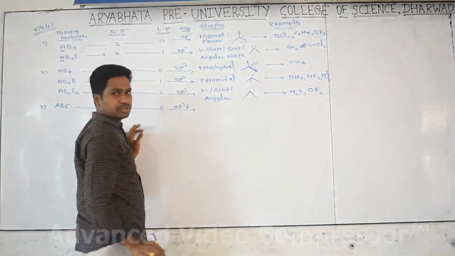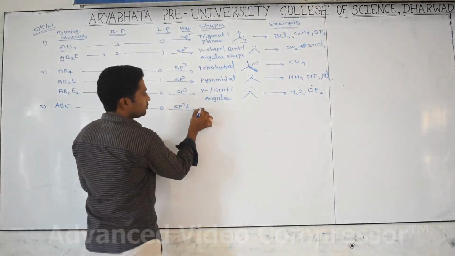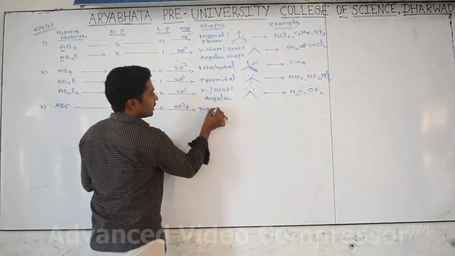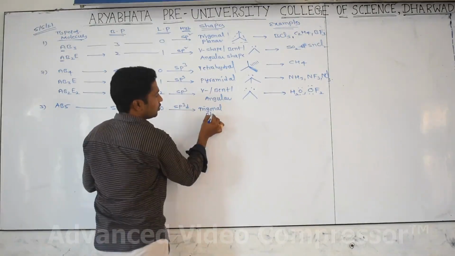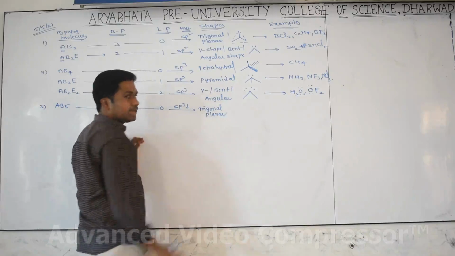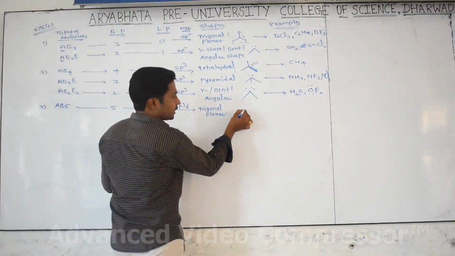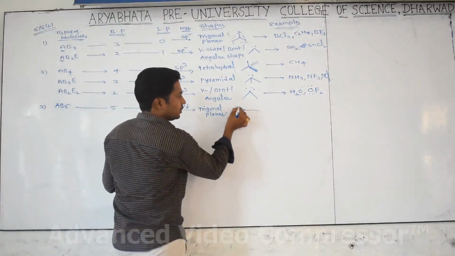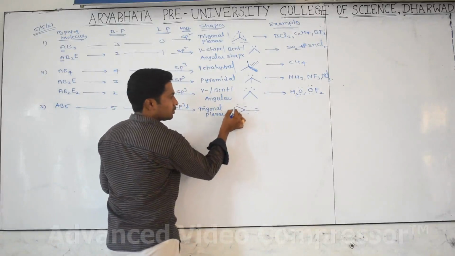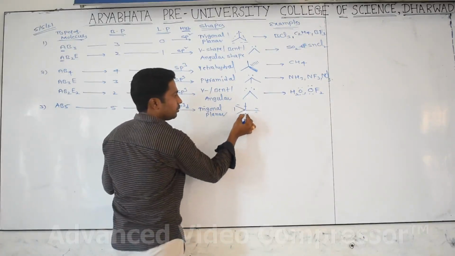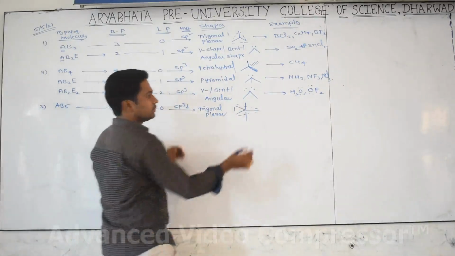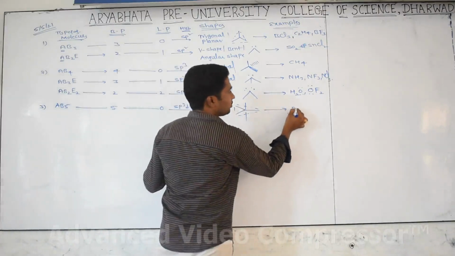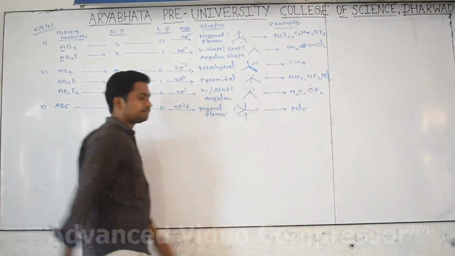sp3d hybridization. sp3d hybridization means which geometry are we getting? Trigonal bipyramidal geometry. The triangle should come first. We have to join these vertices. After that, what are we getting? One bond above, one bond below is coming. Already we discussed in hybridization, the best molecule is PCl5.